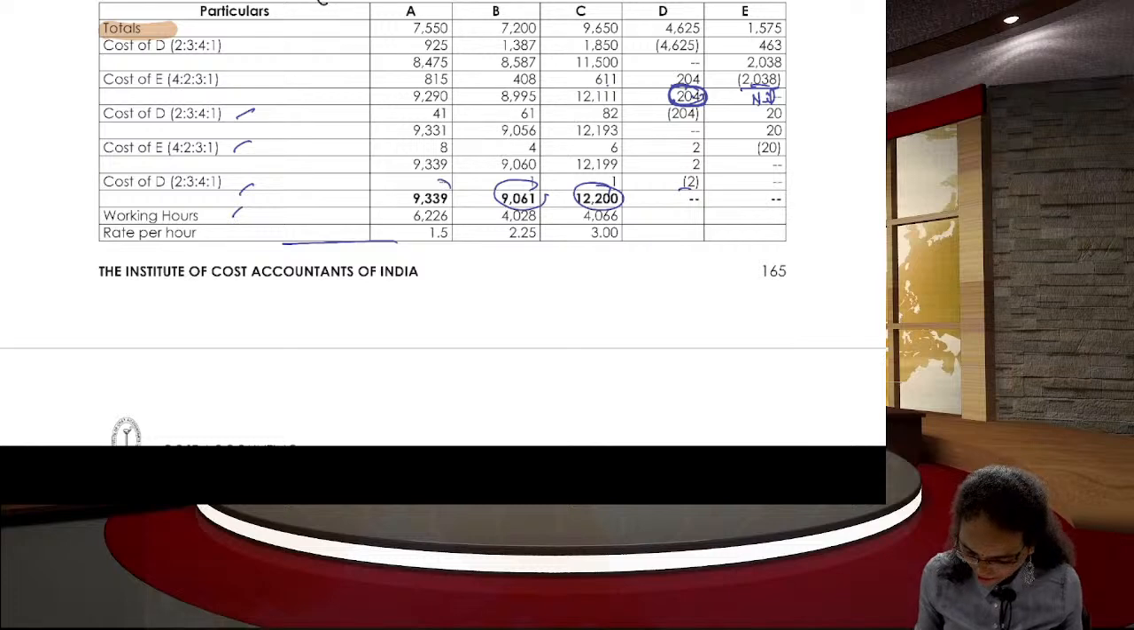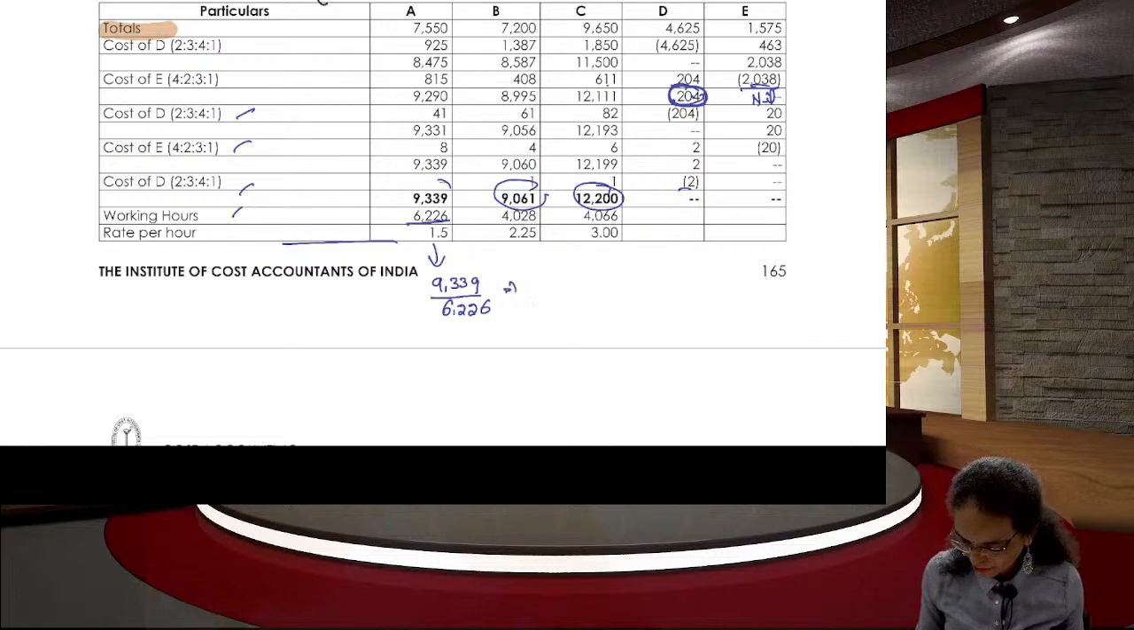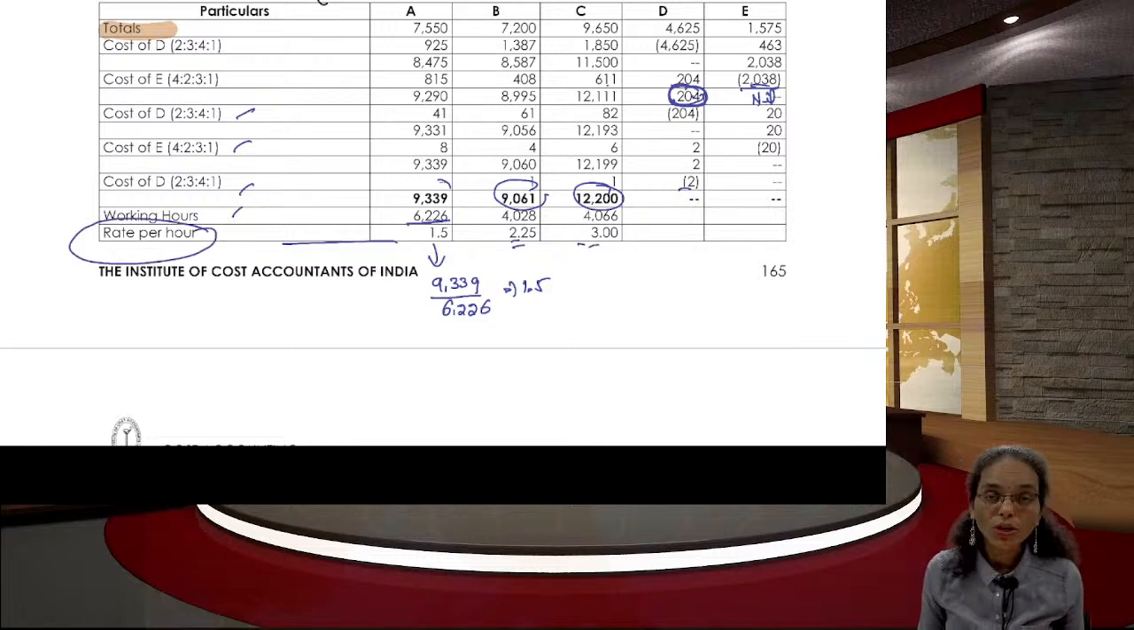9,339 divided by 6,226 is nothing but 1.5. So for the rest of the things you do it, you will get the answer. So this is a rate per hour, you got it.